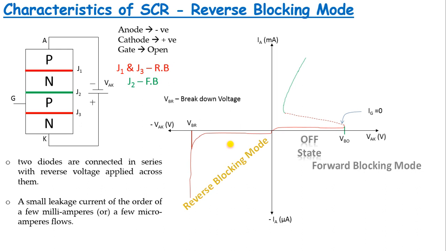And if you keep on increasing the reverse voltage applied across the anode to cathode, the junction breaks down at a special voltage called VBR, or you can say breakdown voltage. So the breakdown has occurred at this VBR voltage. At this moment, maximum current will flow through the SCR from anode to cathode. Remember that this current is due to only the movement of minority charge carriers, so we are not going to take this into consideration. Hence, the SCR is said to be in off state under this reverse blocking mode.